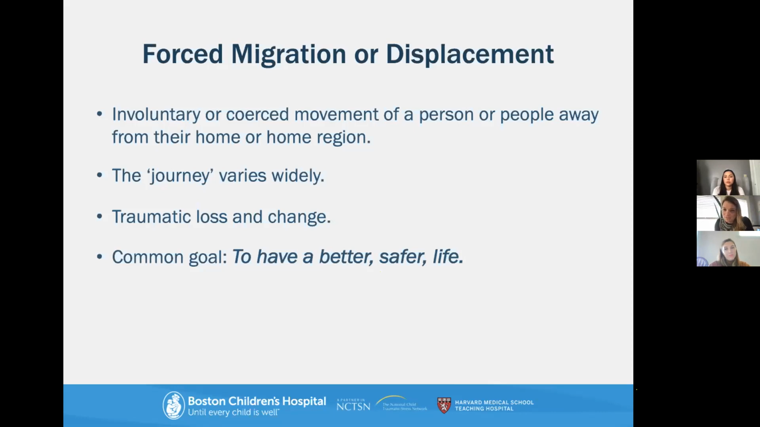But at the same time, every young person that walks into your office or your school will have their own story. And that's important to keep in mind. It's also important to note that traumatic loss and change is unfortunately a huge theme of many children, families that experience forced migration. Let alone the journey itself, but also what they experience in their home country. And also, as we'll talk today, what does it mean to resettle and the stressors of that experience. And finally, it's important to keep in mind that often a common goal of all individuals who've been displaced is really to have a better, safer life for themselves, for their families, and for future generations.